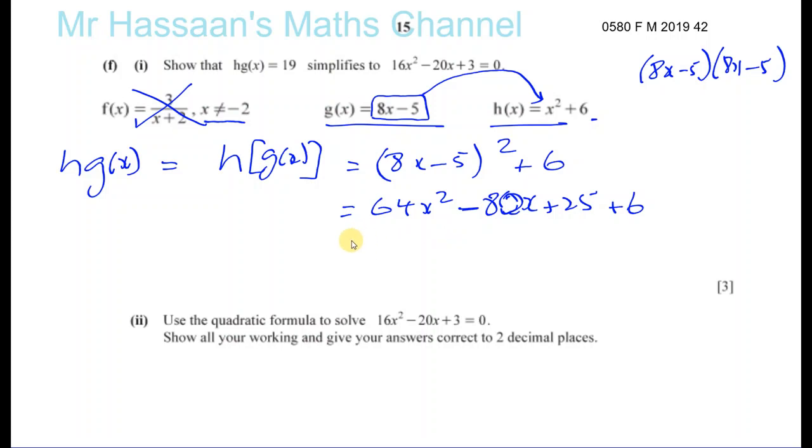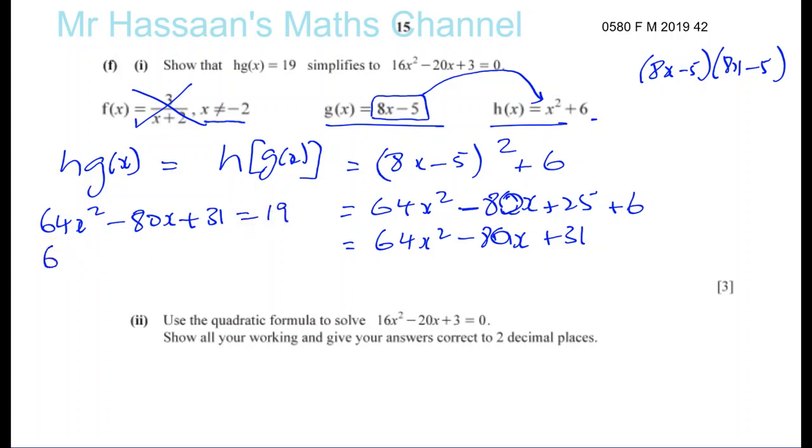Okay, so that simplifies a bit further. That's become 64x squared minus 80x plus 31. Okay, so we know that it says show that h(g(x)) equals 19 simplifies to this. So you're going to have 64x squared minus 80x plus 31 is equal to 19. Now if I subtract 19 from both sides, 31 minus 19, 31 minus 20 would be 11, so it's going to be plus 12. Okay, 12 plus 19 is 31, that's right. And that's equal to 0 now because I subtracted 19 from both sides.